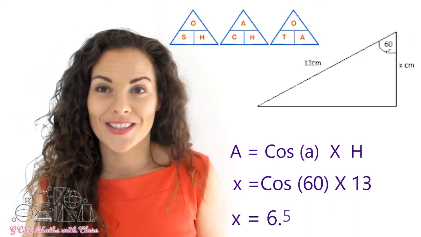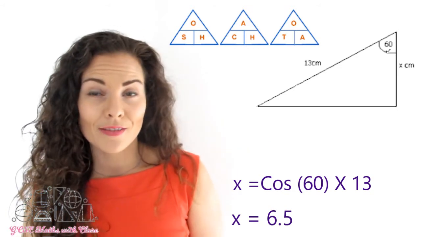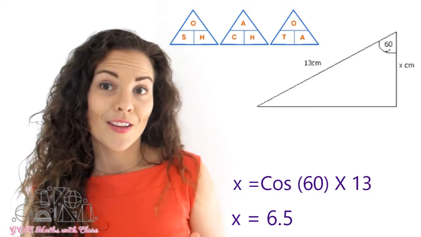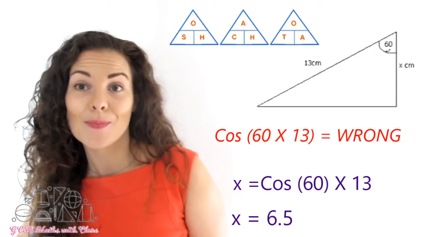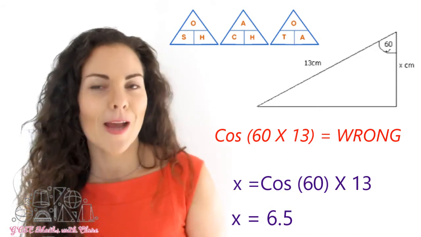So X equals 6.5. If you get that X equals 0.5, it's because you've done cosine of 60 times 13 instead of cosine 60, that answer, times 13.